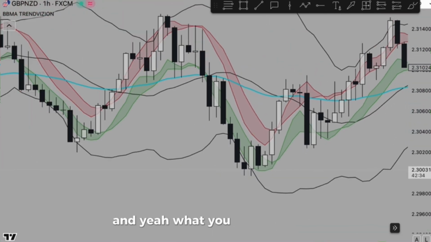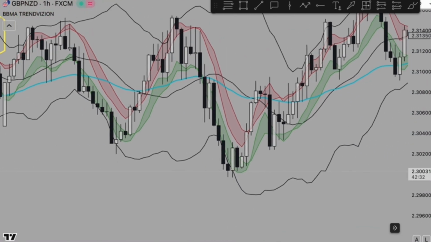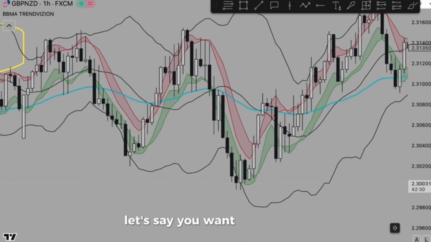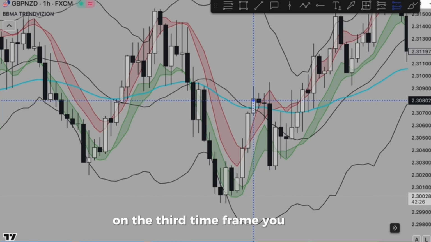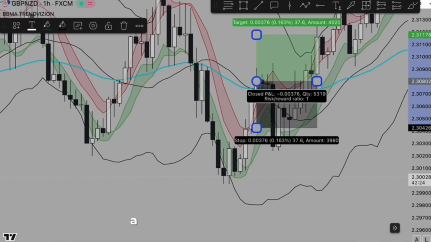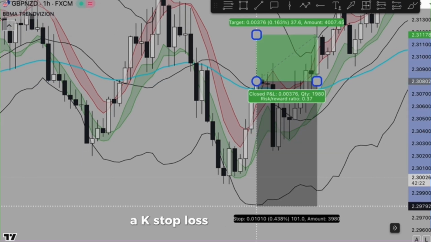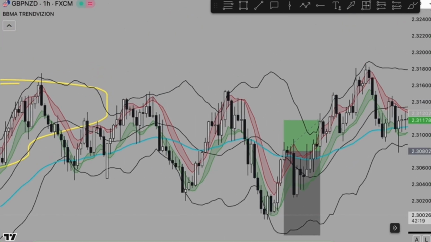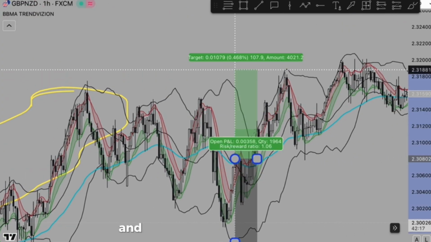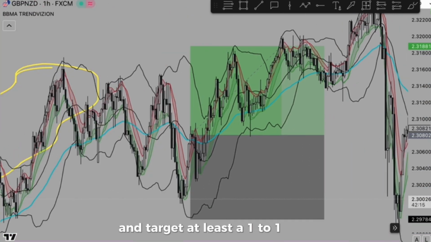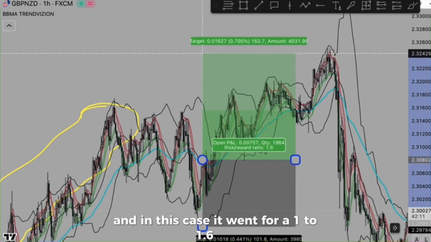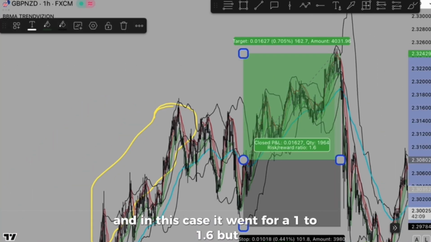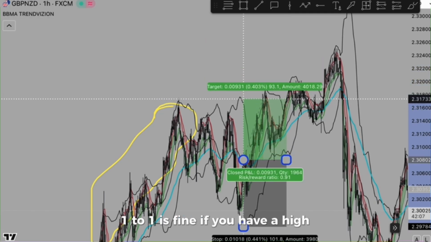And what you can do in this case, let's say you want to take the trade on the third time frame, you enter for a buy on the CSAK, stop loss below the low Bollinger Band, and target at least a 1-to-1, right? In this case it went for a 1 to 1.6, but 1-to-1 is fine if you have a higher win rate, right?